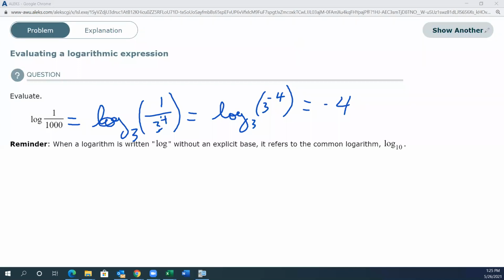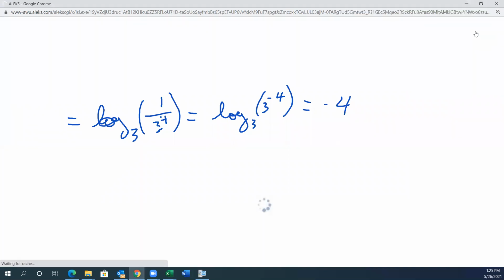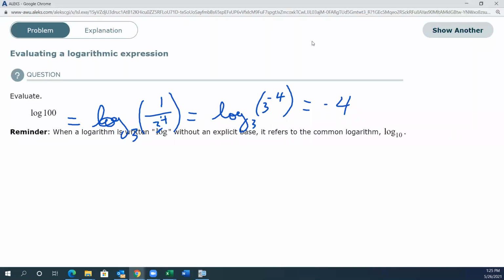Okay. Let's see. Let me find one that I really want. I mean, something that's going to really fill my heart with happiness and glee. Sure, this one looks good.